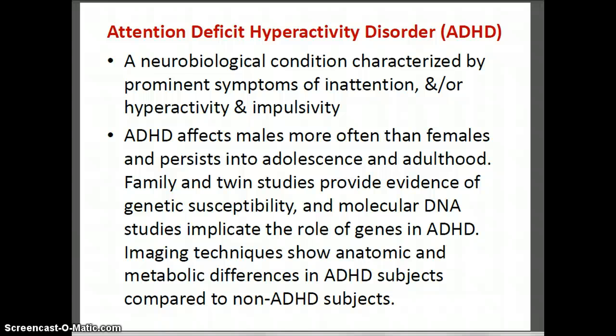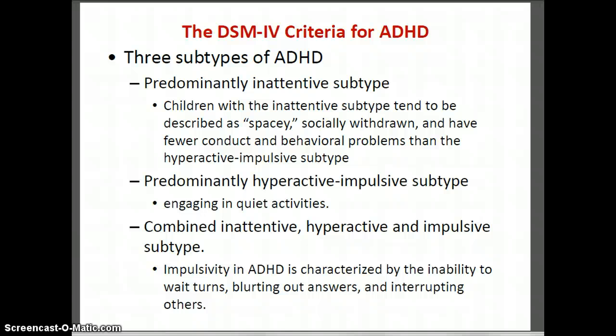ADHD is being more and more diagnosed and treated in our society today. Here are some factors about ADHD. It's a neurobiological condition characterized by symptoms of inattention and usually also including hyperactivity and impulsivity. It affects males more than females and can persist into adulthood. It is not just a childhood disease. There is evidence of genetic susceptibility, although heredity hasn't been confirmed as a factor, but it is implicated.